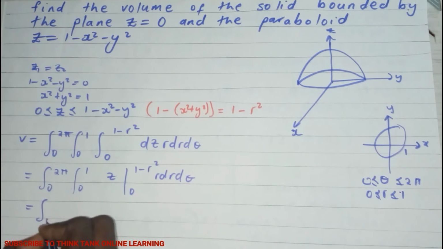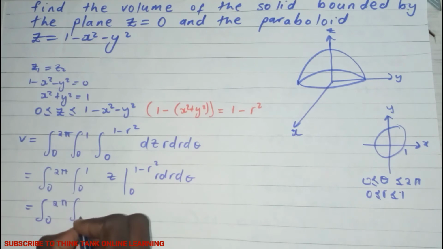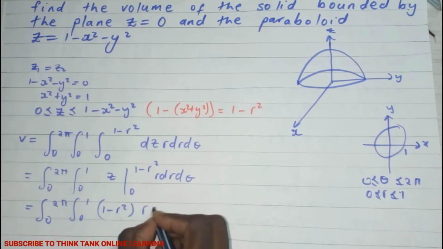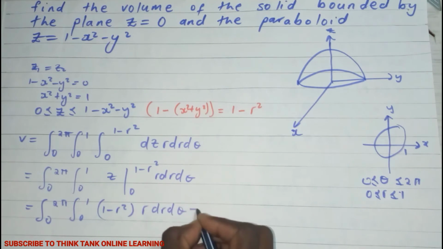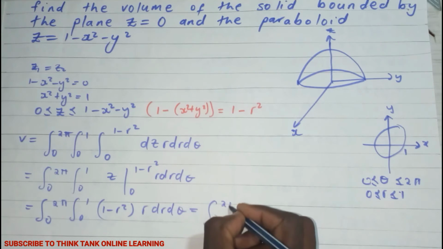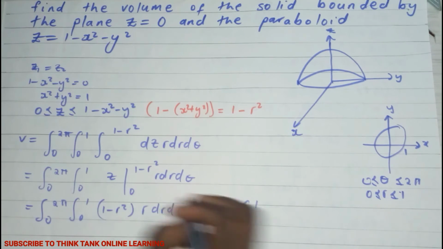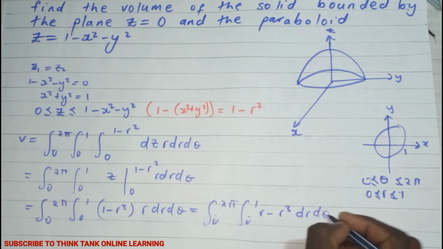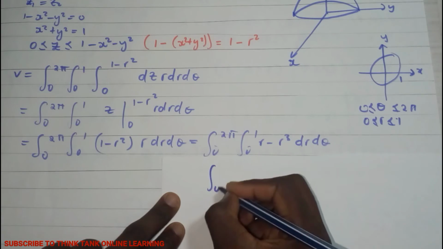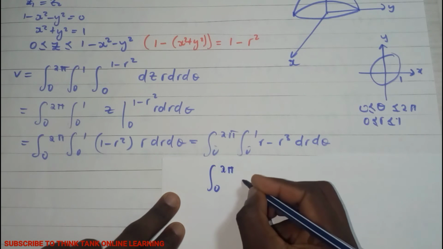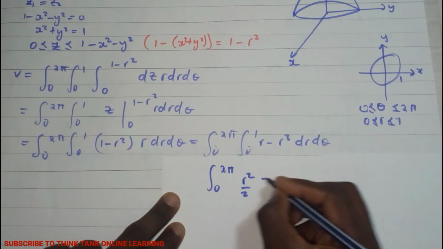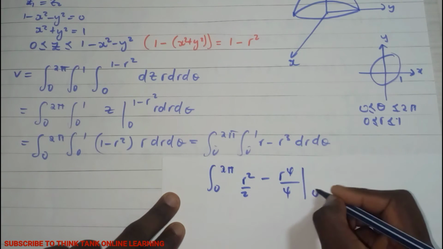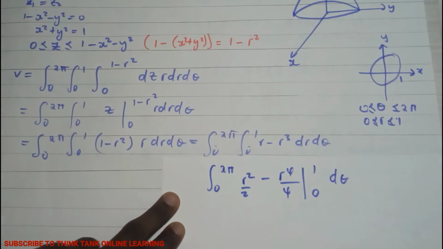And if we do that, we're going to have the integral from 0 to 2 pi, 0 to 1 of (1 minus r squared) times r dr d theta. And if we expand, we're going to have 0 to 2 pi, 0 to 1 of (r minus r to the power 3) dr d theta. And if we integrate here, 0 to 2 pi, r squared over 2 minus r to the power 4 over 4, for limits 0 to 1, d theta.